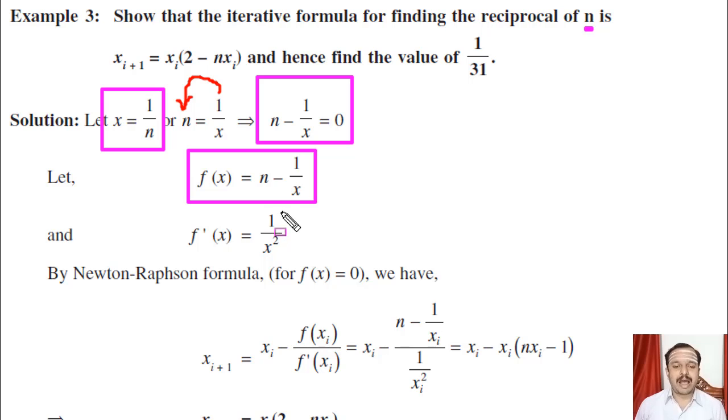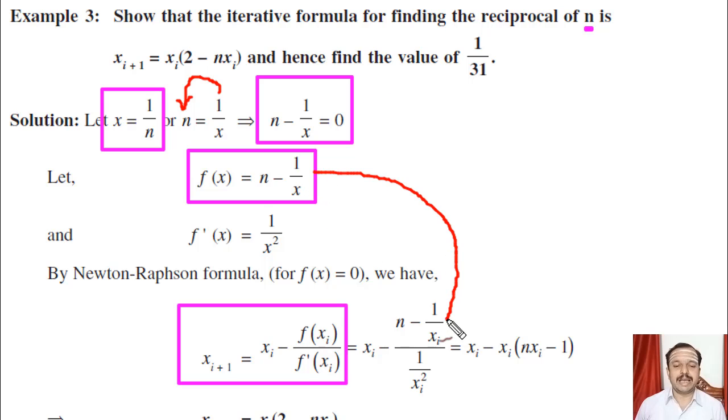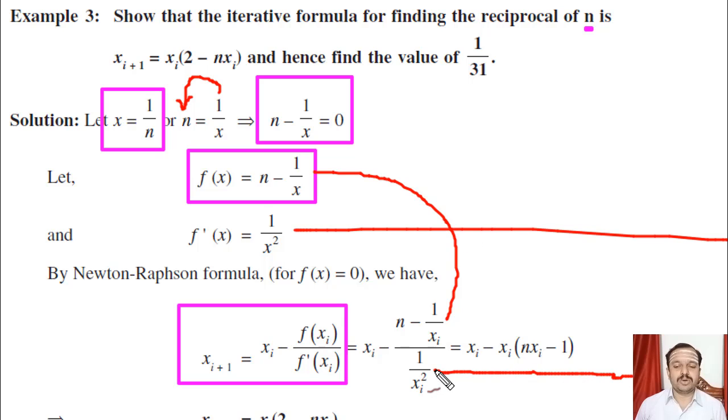Now we have the Newton-Raphson formula, and it is to be modified. I will show you how. x i we keep as it is. In f of x i, wherever x is there, replace it by x i, and in f dash of x, wherever x is there, replace it by x i. So that is what we have substituted over here.